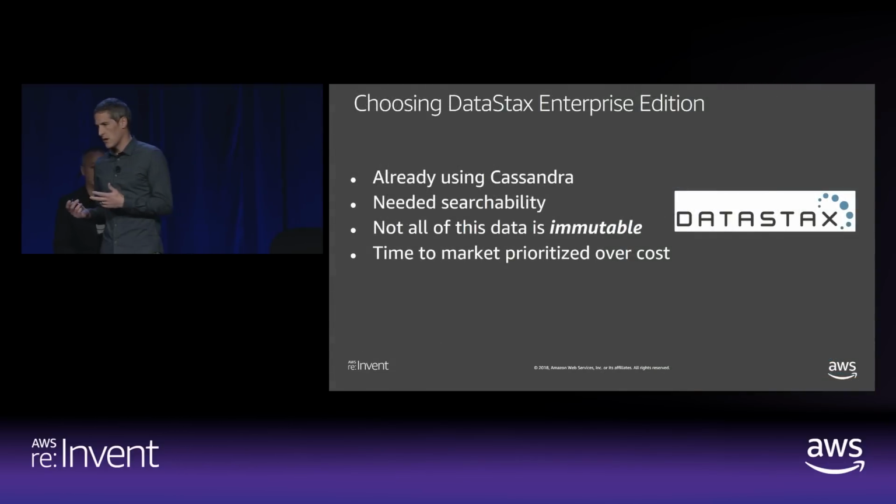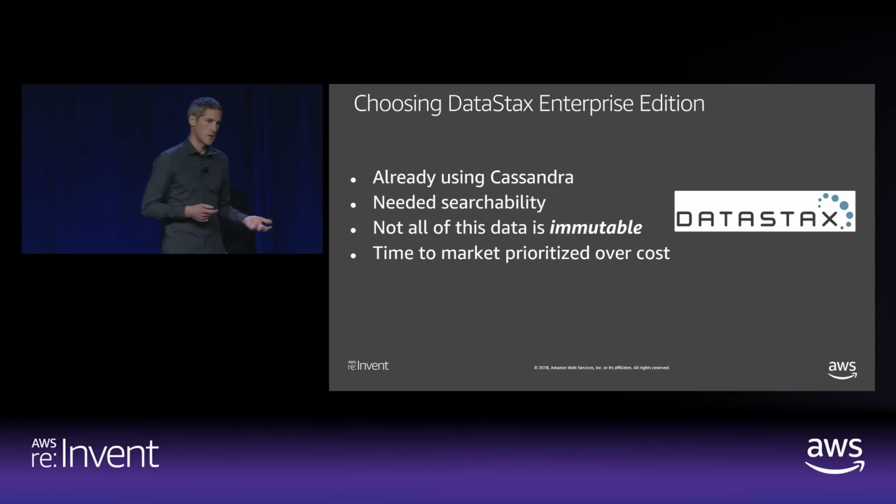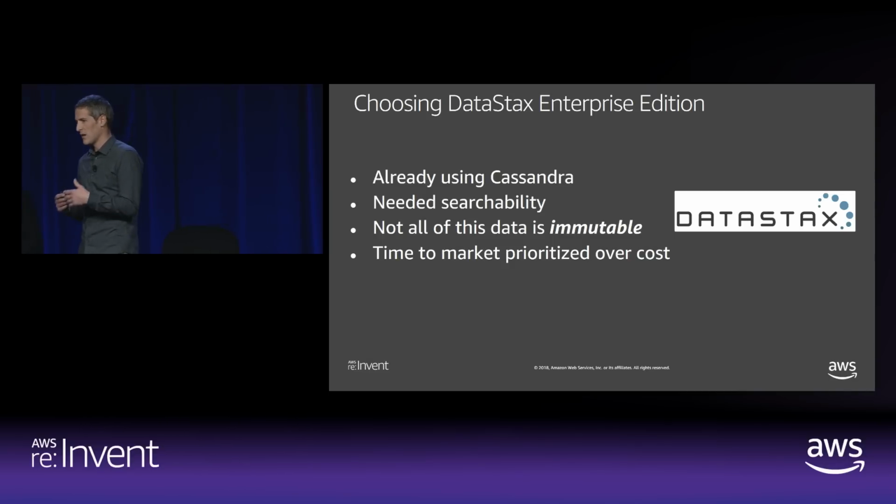So we chose, being big Cassandra users and having a decent amount of Solr experience, DataStax Enterprise Edition, which allowed us to work on the existing data in Cassandra and make it searchable with fairly low effort. One of the reasons we wanted to stick with Cassandra at the time was that our data is not immutable. A network connection begins and has a lifetime, and data is accumulated and findings are made during that lifetime, and then the connection ends.